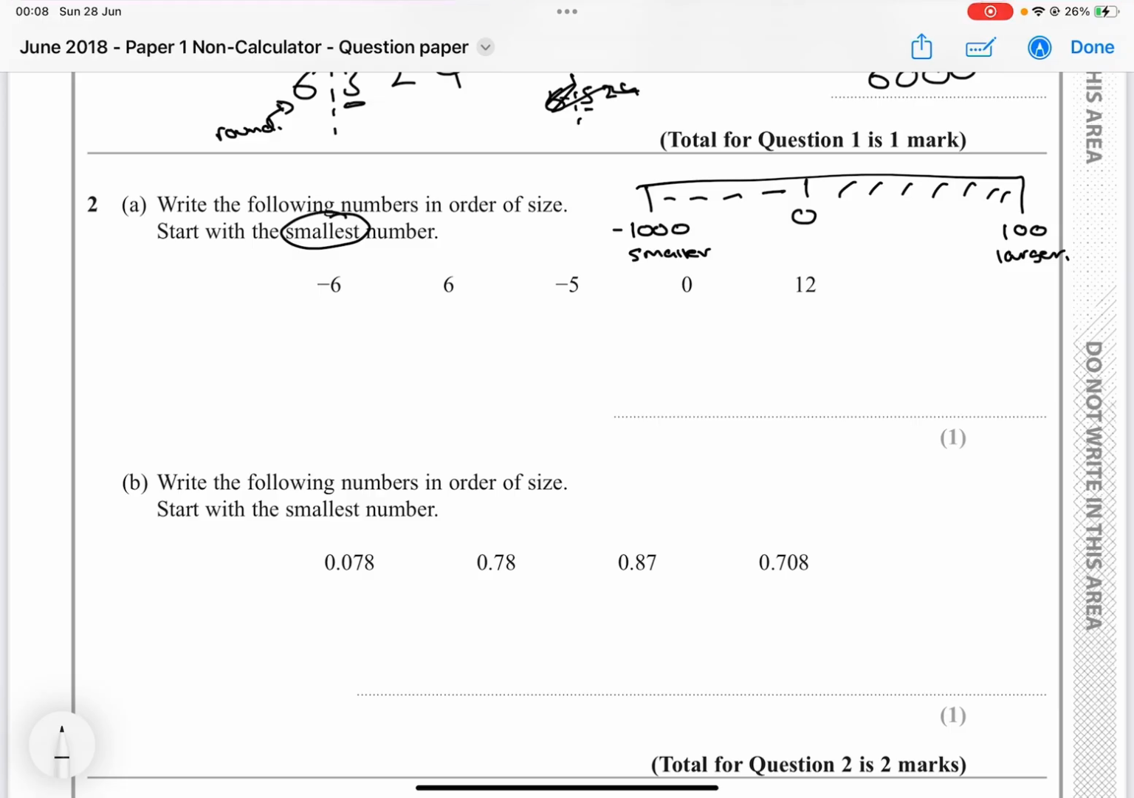So the biggest negative number will be the smallest over here, so it would be minus 6, then minus 5, then 0, then 6, then 12.